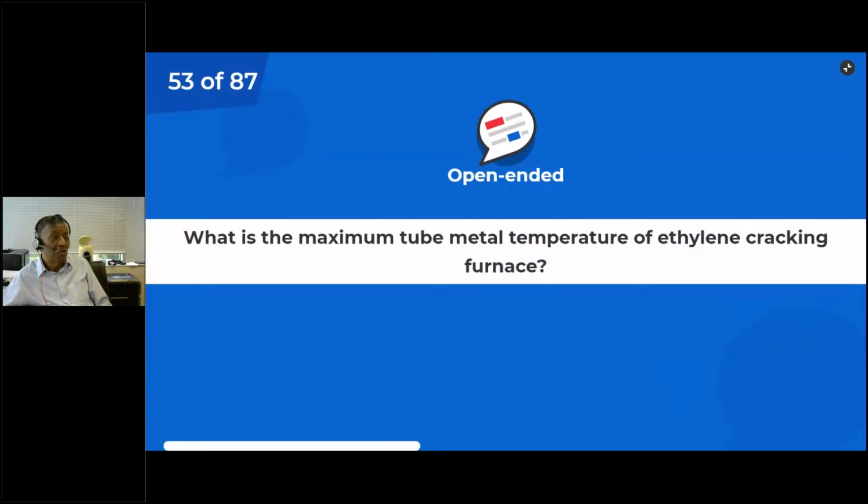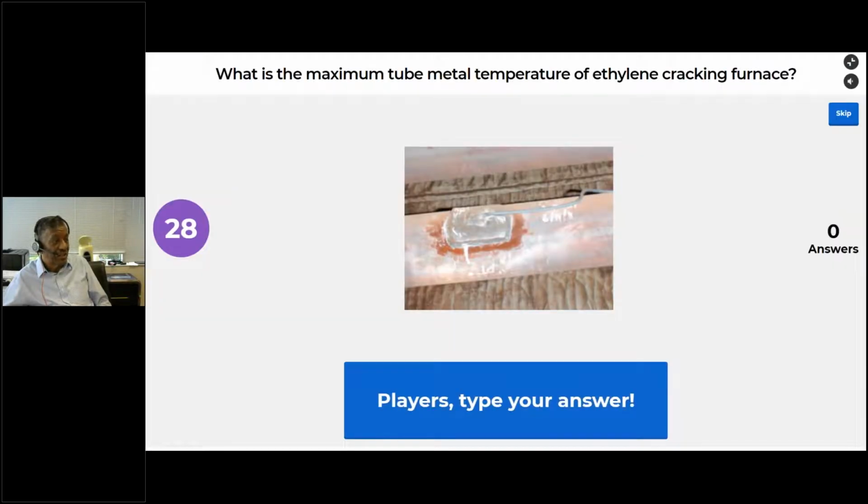Here is an open question. What is the maximum tube metal temperature of ethylene cracking heaters? You can type your answer.